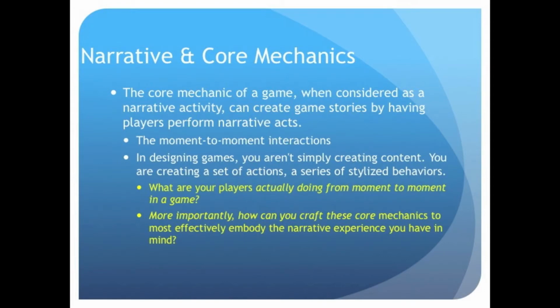Narratives can therefore be expressed in multiple ways, and one way is pairing it with just core mechanics. So when considered as a narrative activity, the game can create stories by having players perform narrative acts. What is it that we do? So we might design moment-to-moment interactions. The traveling from spot to spot in Arabian Nights is part of that core mechanic of telling that story. So designing those moment-to-moment interactions as narrative play means paying attention to exactly what players are doing in your game, how their choices and outcomes are represented, and how these moments fit into larger narrative frames that you're trying to create.